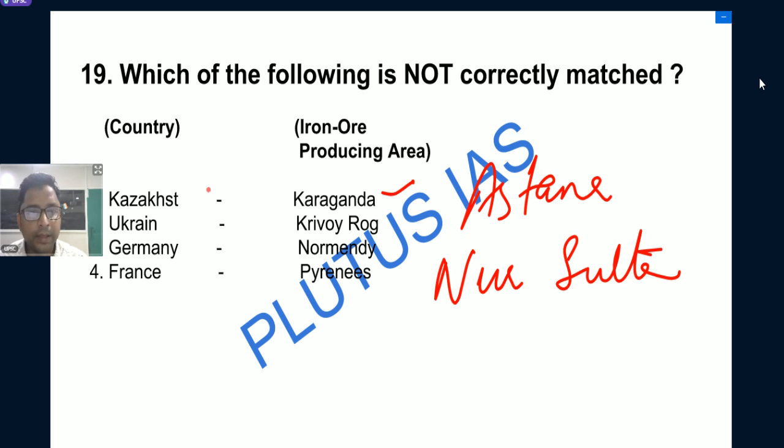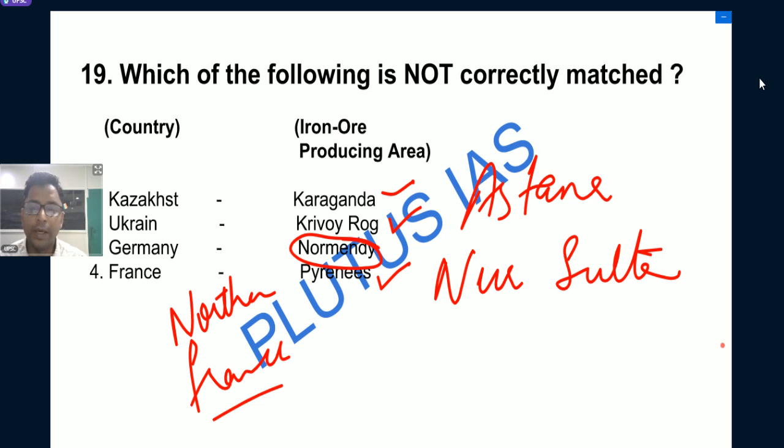Then Ukraine, Krivoy Rog, this is correct. France, Pyrenees, this is correct. Then in Germany, Normandy Plains. This Normandy Plains is situated in northern France, and not in Germany. Okay, so the answer is C, Germany.